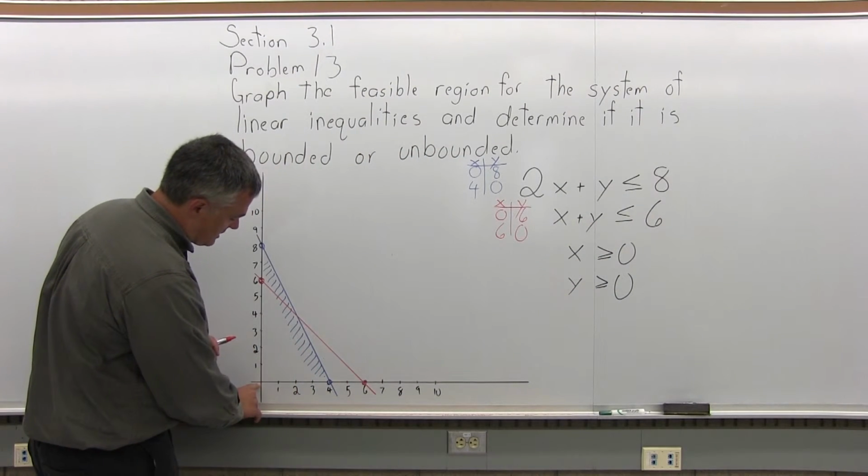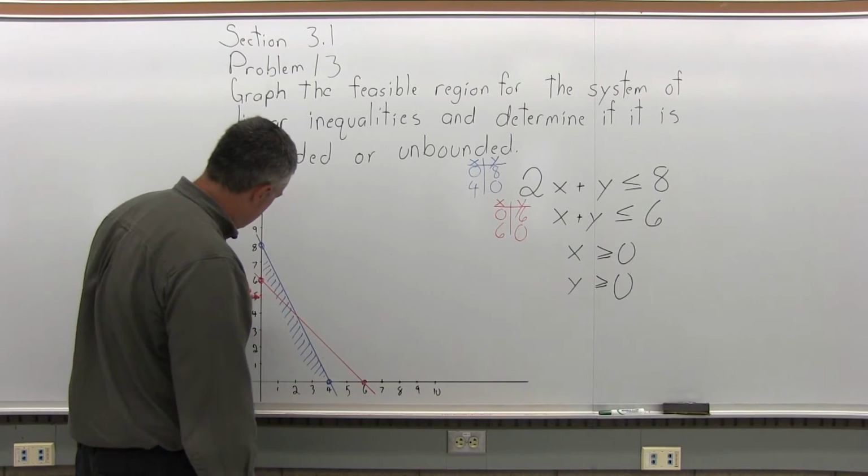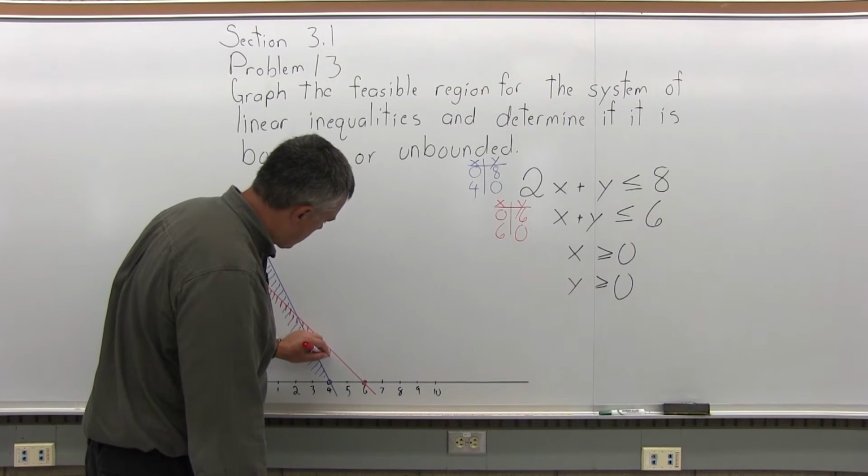So my test point is on the underneath side. The result I get is true. So the underneath side is the shaded side. So I shade underneath the red line.